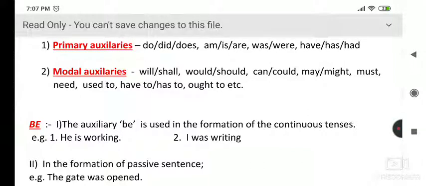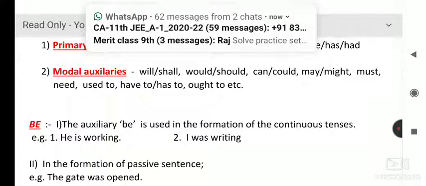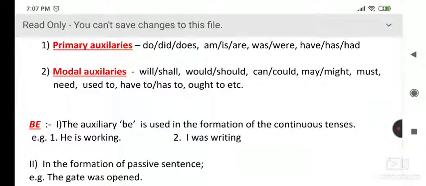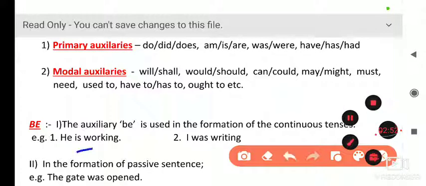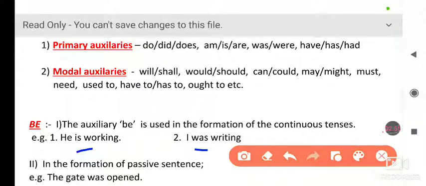The auxiliary be is used in the formation of continuous tenses. For example, he is working. Previously we studied that the ing form means it is a continuous type of tense. So, he is working. I was working. Is and was are two forms of auxiliary be.